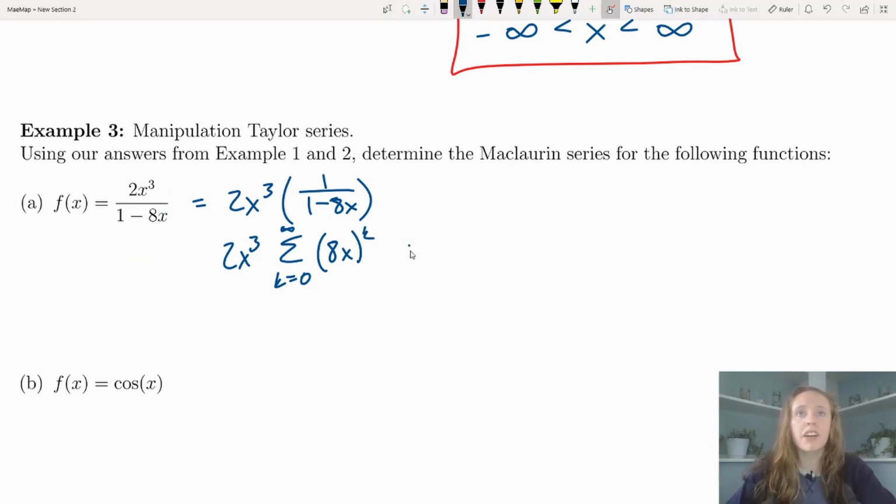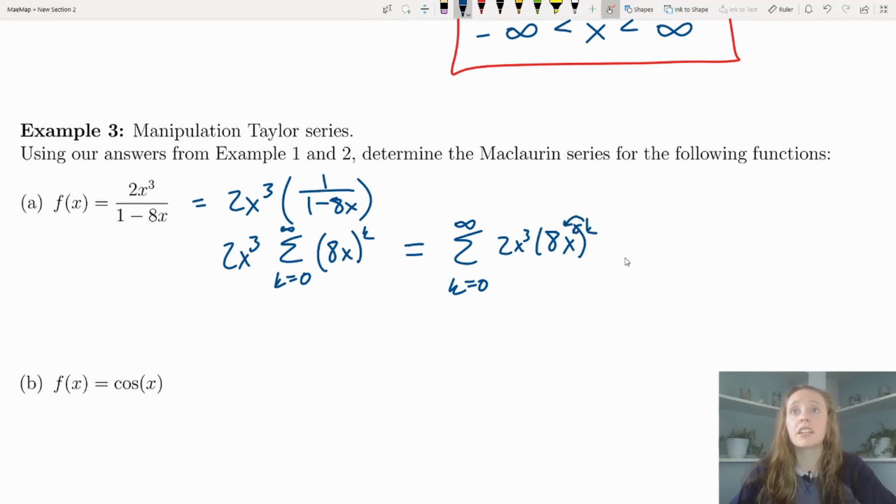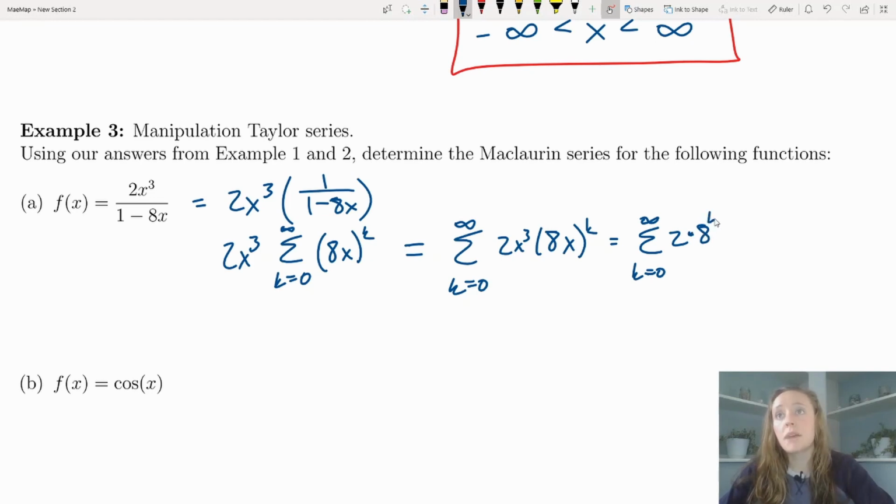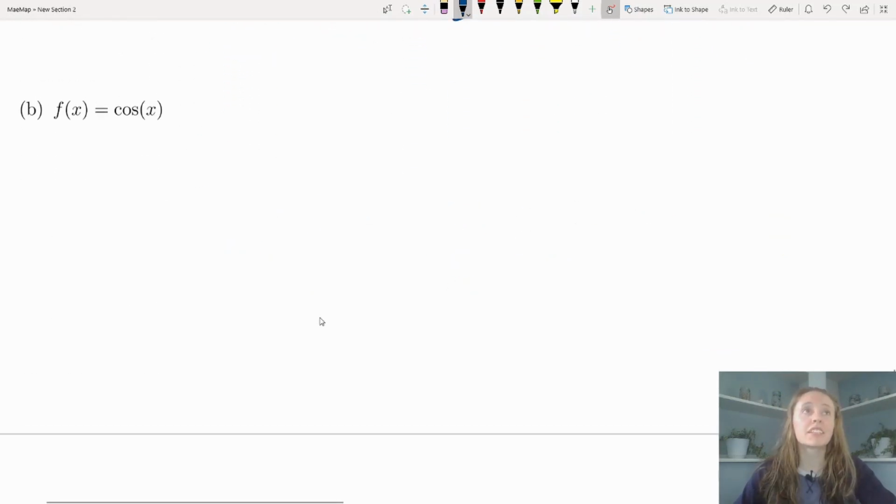Now, we can try to simplify this down by bringing that x inside our series and the 2 as well. Why not? So we'll have 2x cubed times 8x to the k, which if I want it to be written together, I'll distribute this k inside of here to both the 8 and the x. So this is going to be the summation from k equals 0 to infinity of 2, and now I'm going to bring that 8 to the k outside. So 2 times 8 to the k times x to the, well, combining x cubed with x to the k, since those are multiplied together, I will add those exponents, x to the k plus 3. And then lastly, f of x equals the cosine of x.